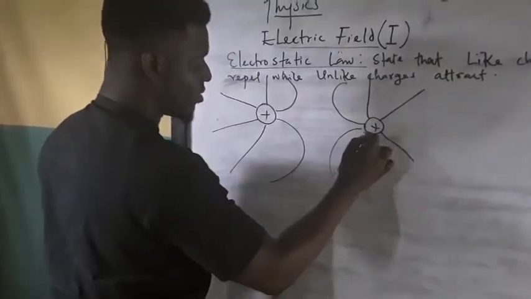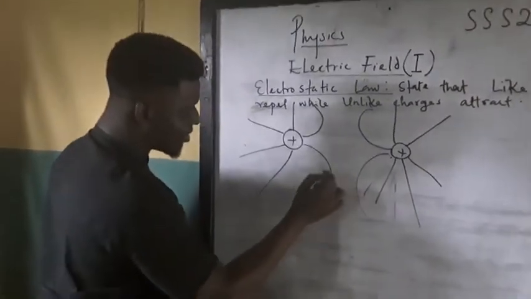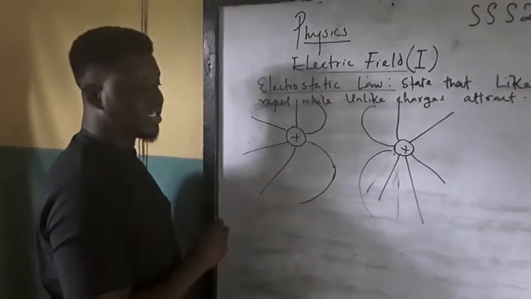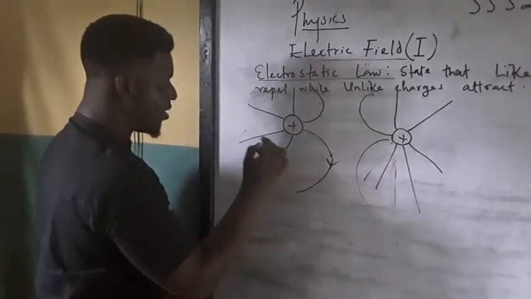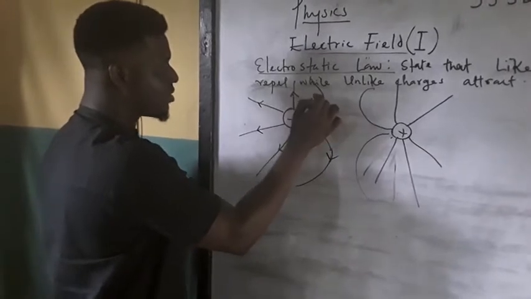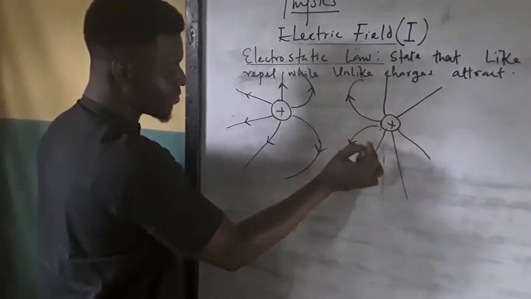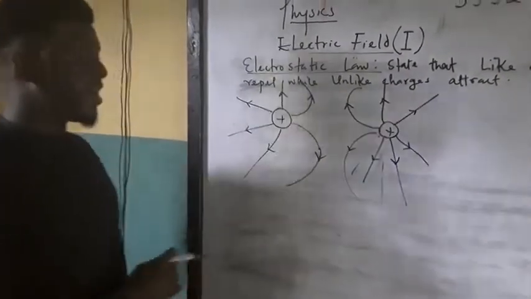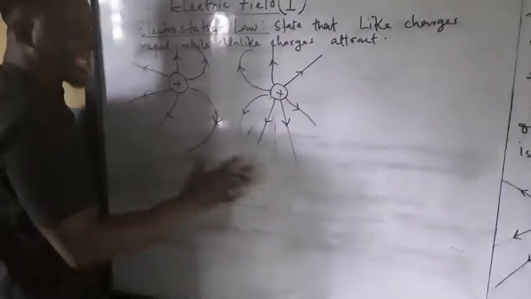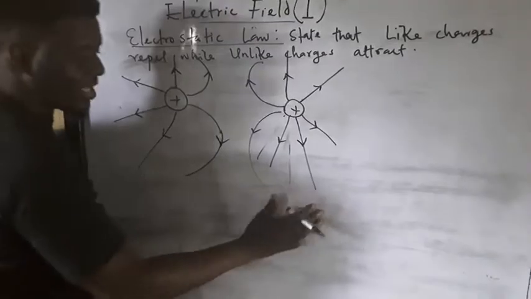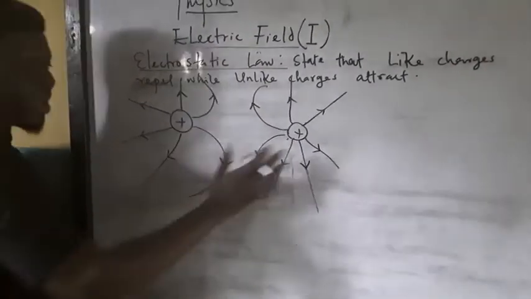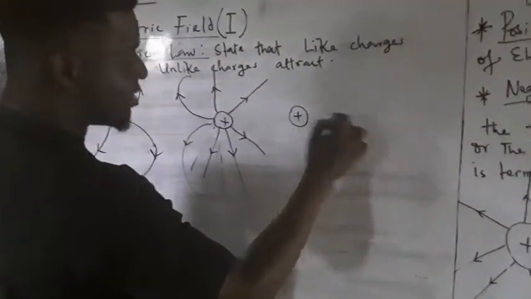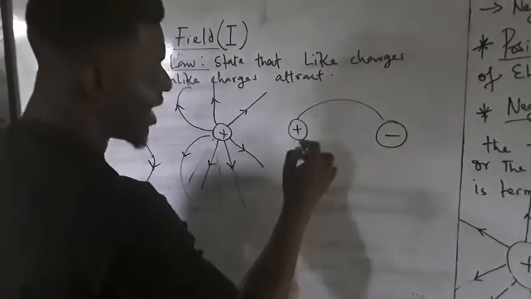Sorry, pardon me. So now look at it. Please, how do you indicate the positive charge and negative charge through the arrows? It is giving out. Very simple. So this means unlike charges attract. These are two positive charges. They repel. Like charges repel, while unlike charges, positive and negative, attract.